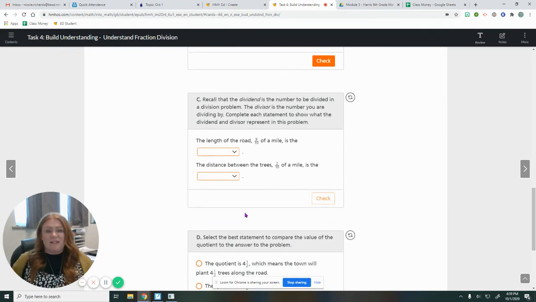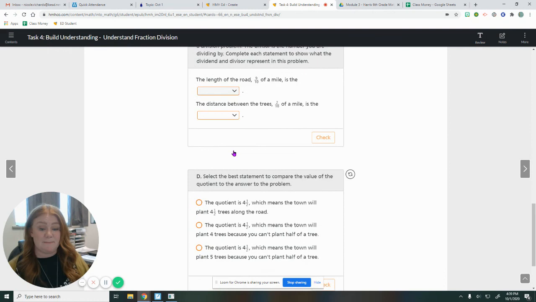Hey, recall that the dividend is the number to be divided in the division problem. That's what we have, the total. The divisor is the number we're dividing by. So complete each statement to show which is the divisor and which is the dividend. So remember, the road is what we have, the total. So decide which one that is. And we're cutting it into groups of 2/10. So decide which one that is.